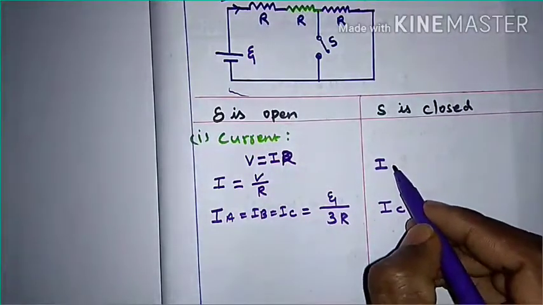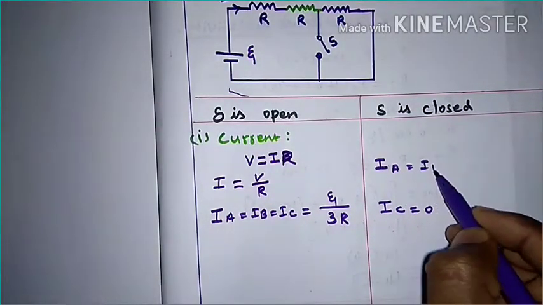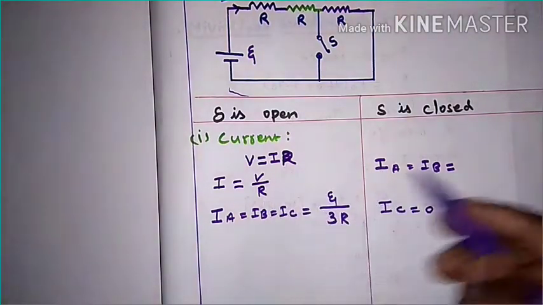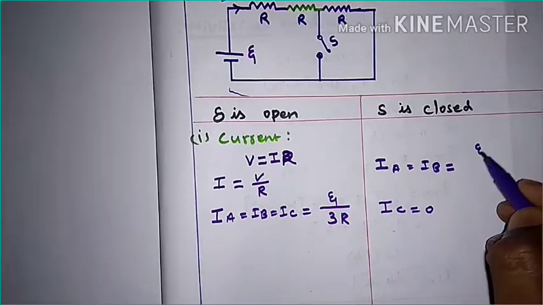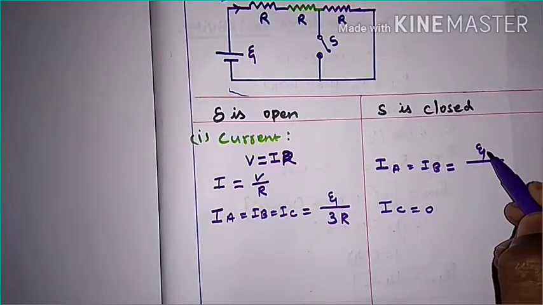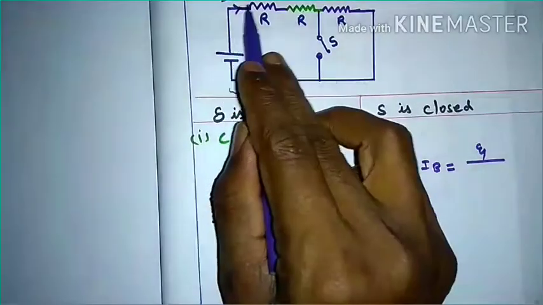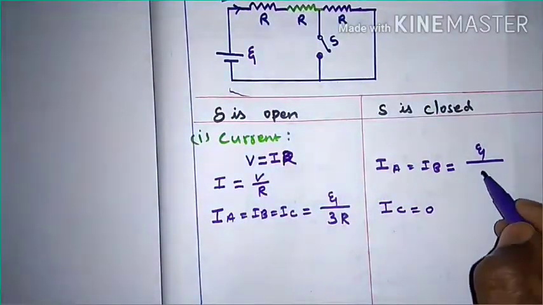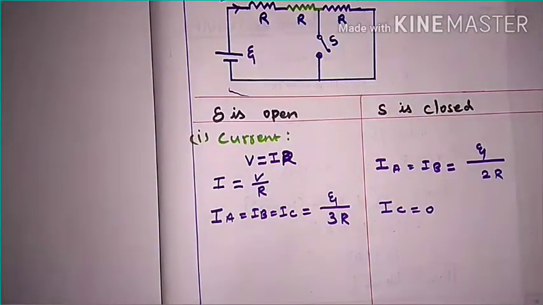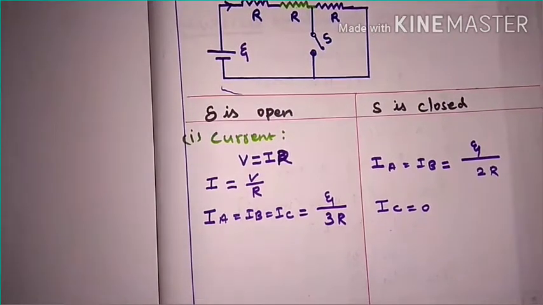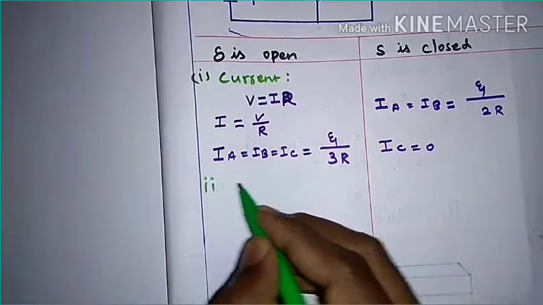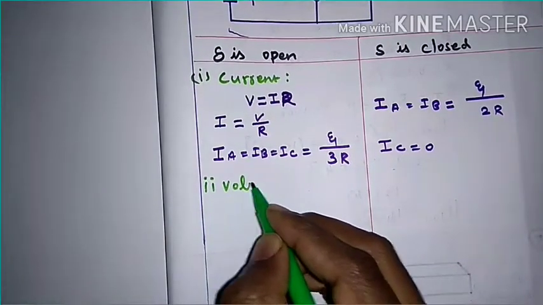But the current flowing through resistors A and B is the same. So IA equal to IB, it is equal to, once again the formula V by R, here the potential is the EMF of the battery psi divided by the resistance. Now the current flows through resistors 1 and 2 only. Therefore the total resistance is R plus R equal to 2R. Do you understand? Okay, next we are going to find out the potential across each resistor, this voltage.